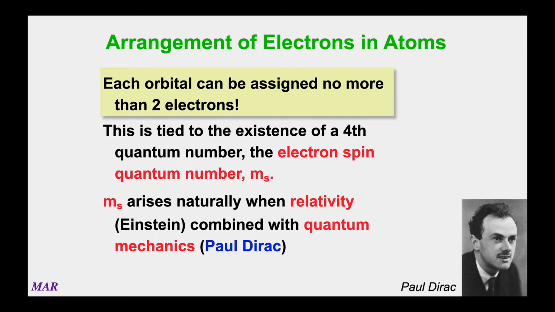However, what happened is the guy in the right corner there, Paul Dirac, combined relativity, which was Einstein's thing, with quantum mechanics. And when he did that, the M sub S term came out naturally. Woohoo! So score for Dirac. But anyway, M sub S was kind of the 4th quantum number to appear. It didn't initially pop in, but once it did, there are some really cool uses for it.